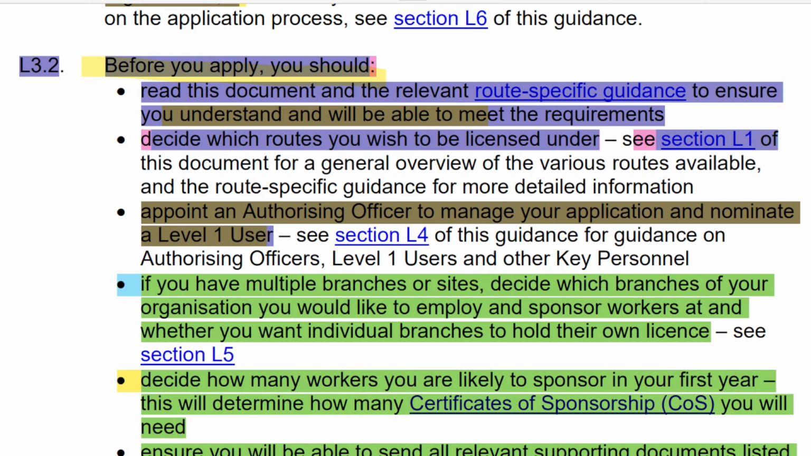These people are known as key personnel. If you have multiple branches or sites, decide which branches of your organization you would like to employ and sponsor workers, and whether you need individual branches to hold their own license. You can apply for one branch, you can apply for different branches, or you can apply for the head office, and in that one application you can mention all the other branches.